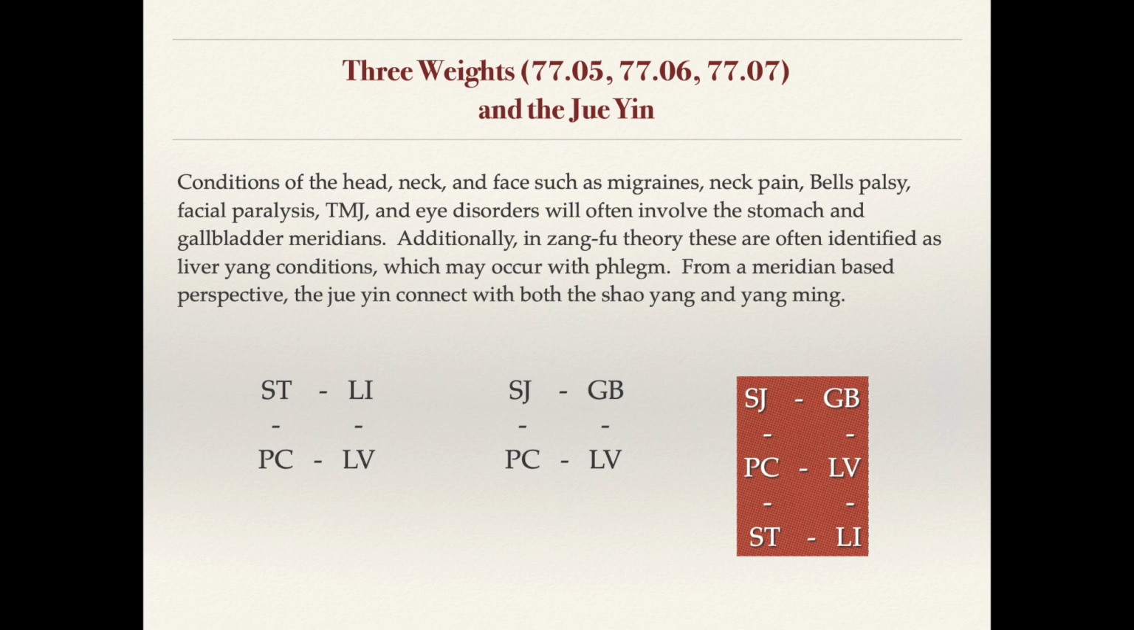So I just want to read the rest of the text here. It says, additionally, in Zang-fu theory, these are often identified as liver yang conditions, which may occur with phlegm. And from a meridian-based perspective, the jue yin connect with both the shao yang and the yang ming.